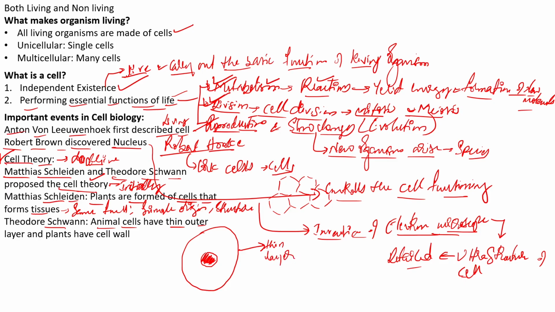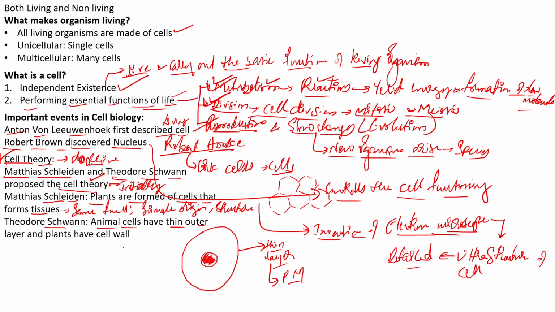And now we know that this thin layer is called the plasma membrane. We will be studying the structure of the plasma membrane in more detail shortly in the upcoming classes. So it is mainly about the thin layer called the plasma membrane. Now, Schwann also considered plant cells. He wanted to know what is the difference between the plant cells and the animal cells.